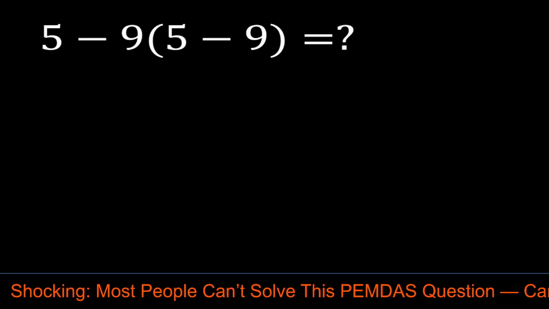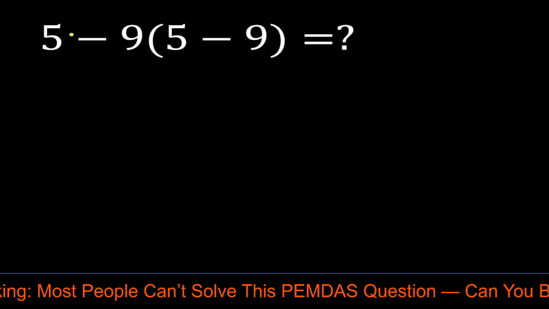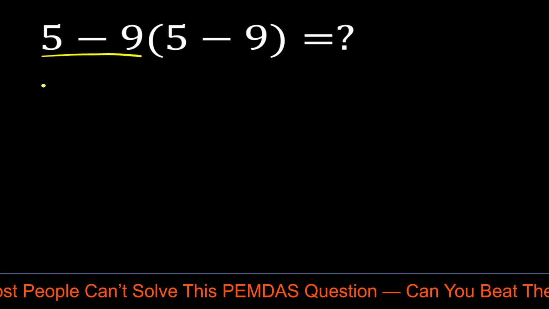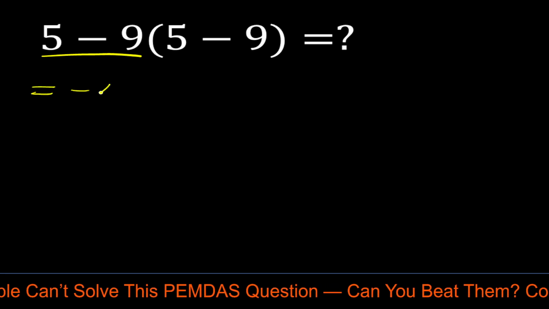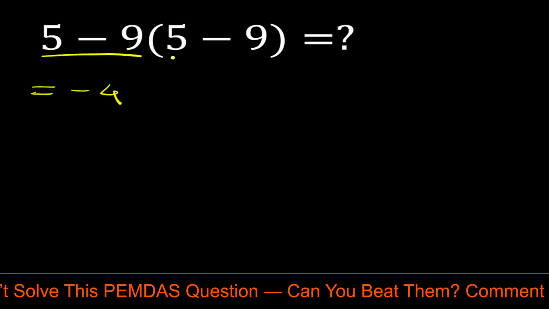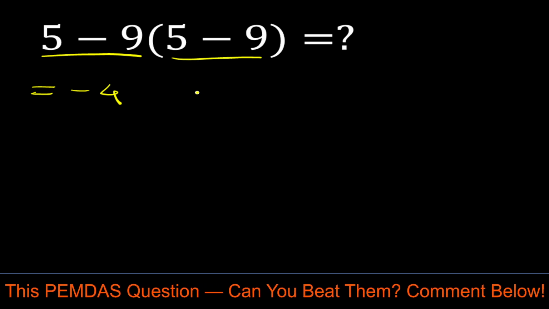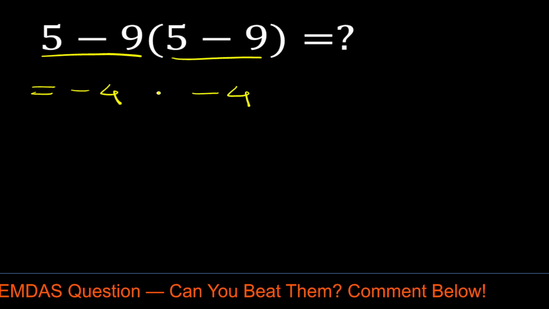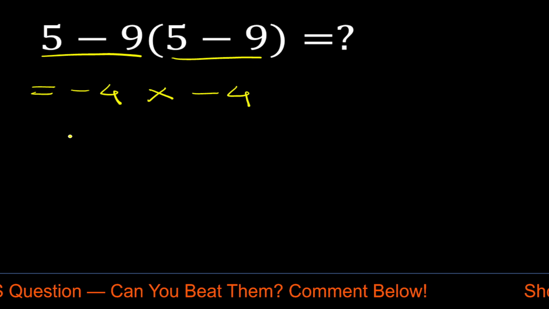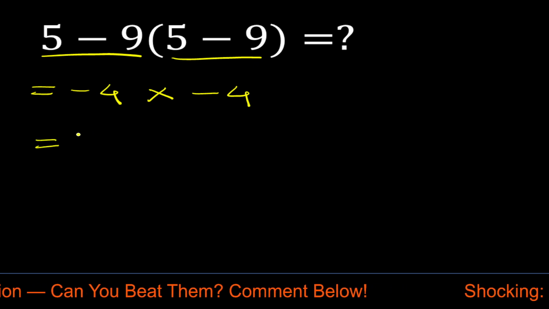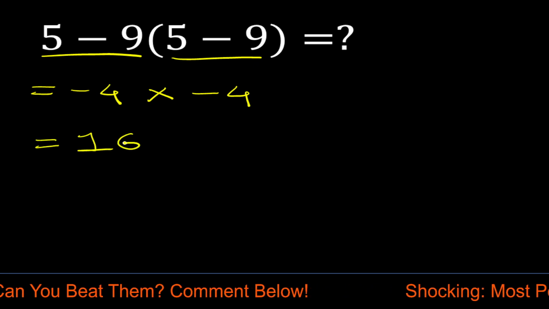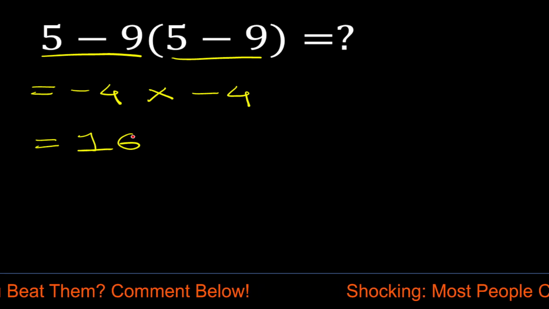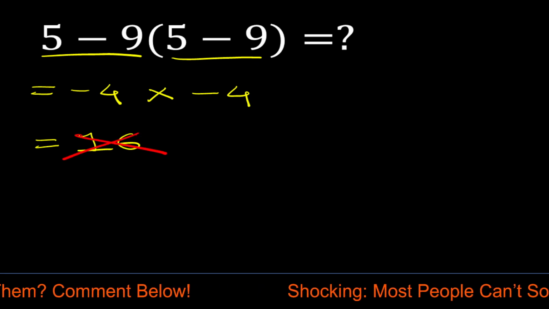So most people solve this question like 5 minus 9. So 5 minus 9 is equal to minus 4, right? Then again 5 minus 9. So 5 minus 9 is equal to also minus 4, right? Now minus 4 times minus 4. So minus 4 times minus 4 is equal to 16, right? But this answer is not correct. This answer is completely wrong.